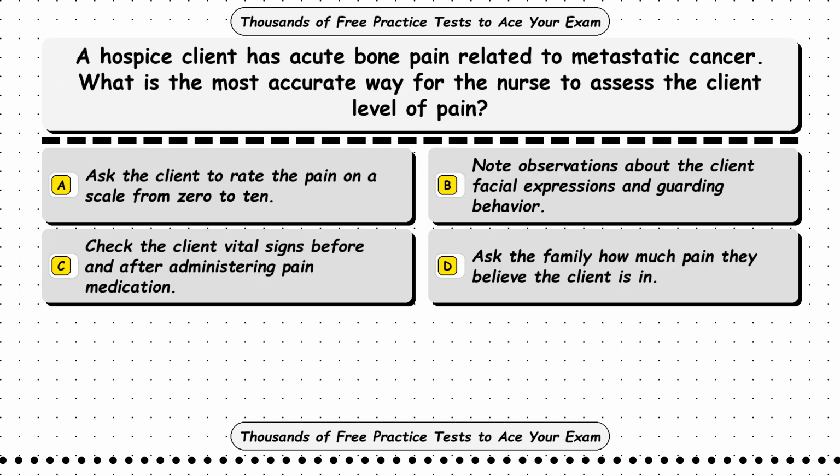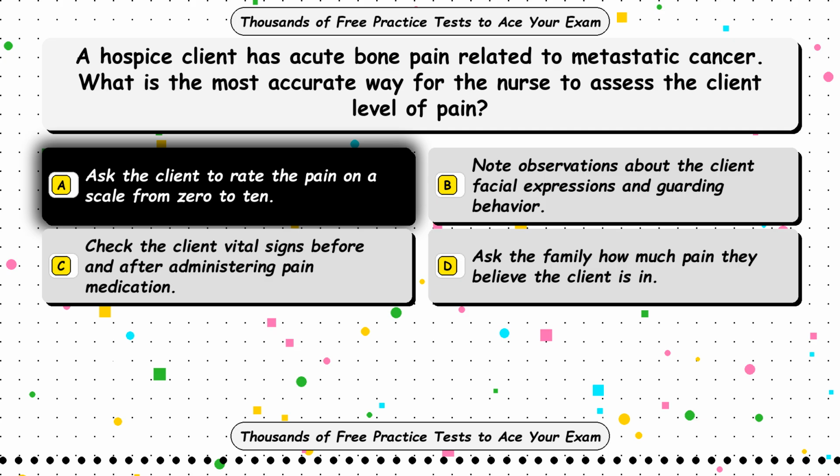Question 119. A hospice client has acute bone pain related to metastatic cancer. What is the most accurate way for the nurse to assess the client level of pain? Option A. Ask the client to rate the pain on a scale from 0 to 10. Option B. Note observations about the client facial expressions and guarding behavior. Option C. Check the client vital signs before and after administering pain medication. Option D. Ask the family how much pain they believe the client is in.